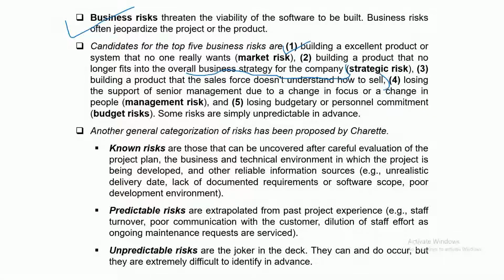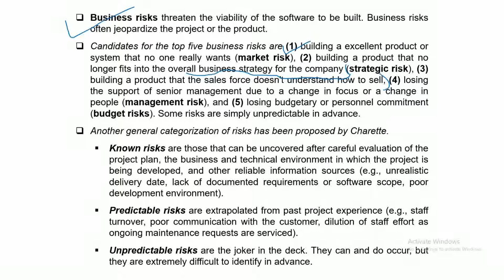Your sales team will try to acquire customers. They will demonstrate the capability of your product. They will convince the companies to purchase your software, and eventually you will earn money. You will grow. So if you have developed something but your sales team does not understand how to sell it, it is a business risk, because you have invested lots of money, human resources, paid their salaries, and time. The product is ready, but you are not able to sell it. So it's a wastage of time and money. Business risk.